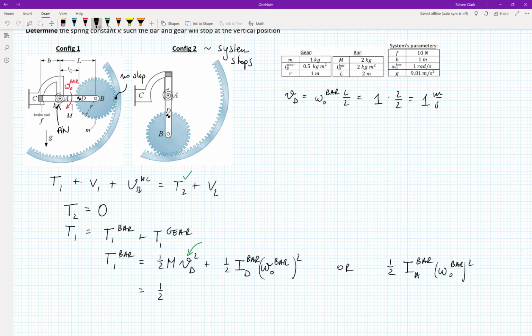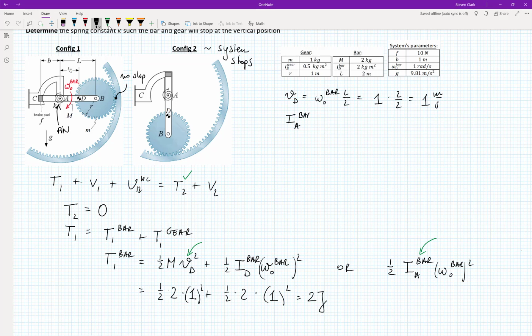We have here 1/2 times 2 times 1 squared plus 1/2 times 2 times 1 squared. Okay, that's funny. So this will be just 2 joules. Okay, how about the other version of our expression? We don't know this guy. We don't know I_A bar, so we must use the parallel axis theorem to find it.